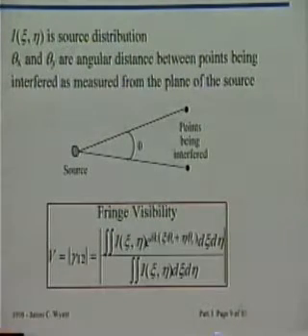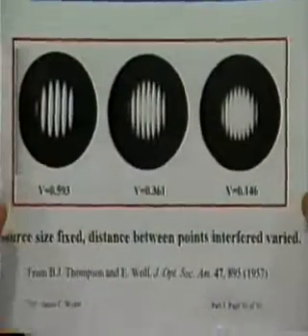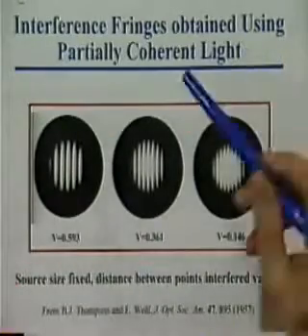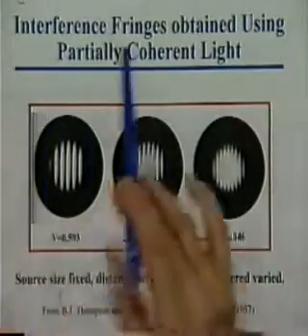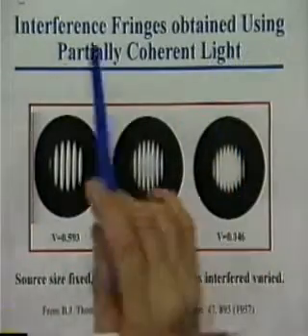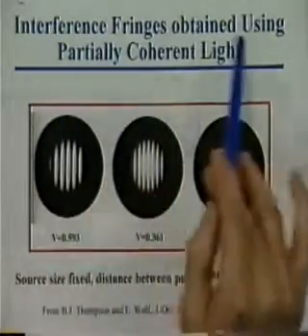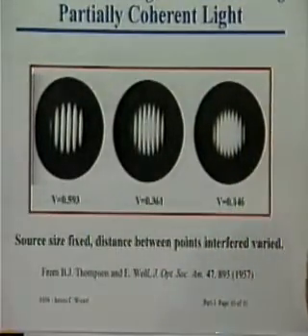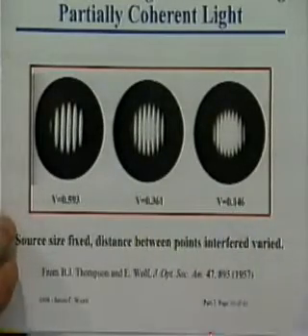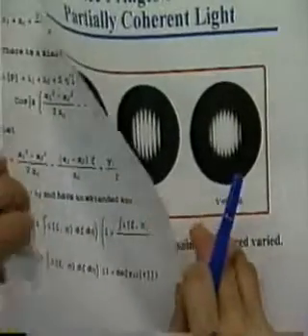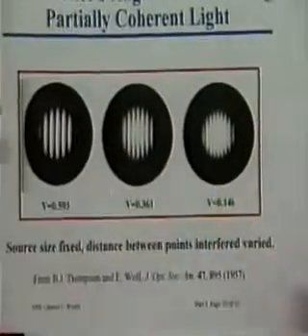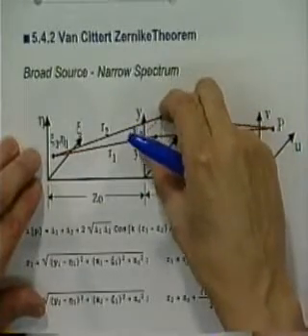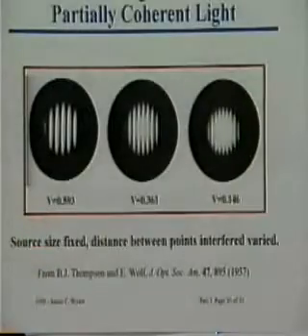One other item here, a picture. Again, this comes from the view graph. I think I stole this from Born and Wolf, or maybe Hecht, I'm not sure right now. But the interference fringe is obtained using partially coherent light. So here we're starting out, we have some source, and we have a fixed source here, and we're going to vary the distance between the points here and look at how the fringe contrast changes.